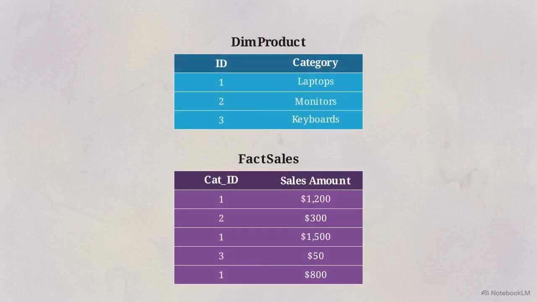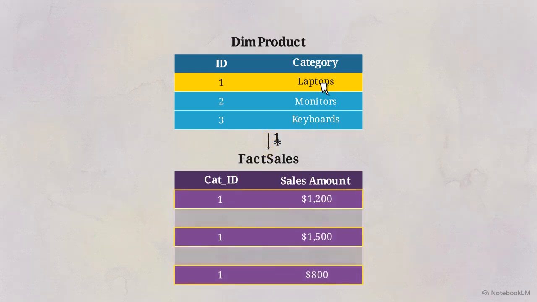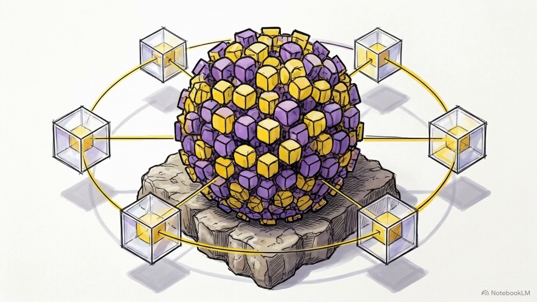This creates filter context. When a user selects a specific category in a dimension, that choice flows down the relationship to isolate the corresponding transactions in the central table. A rigid star schema ensures this filtering happens quickly and without ambiguity. It serves as the foundation for all subsequent business logic and calculations.